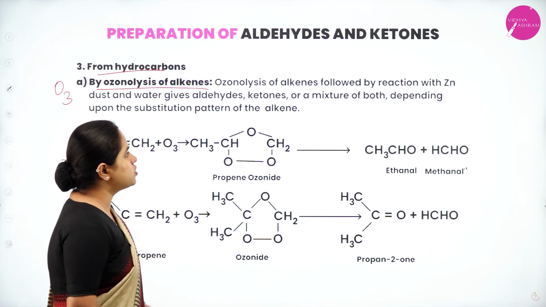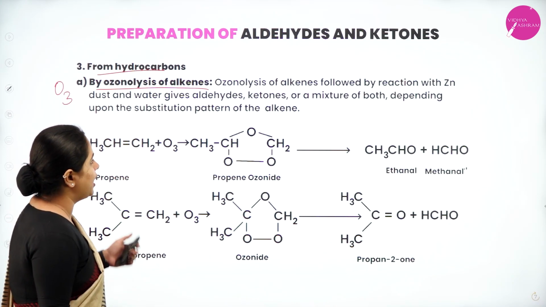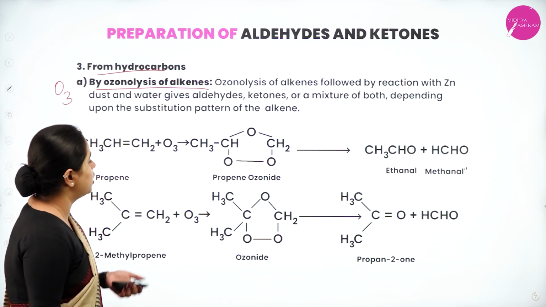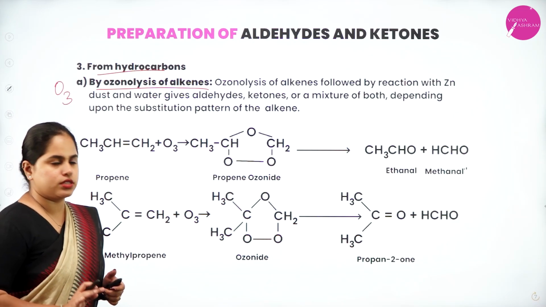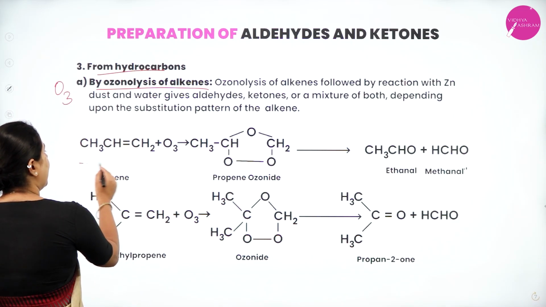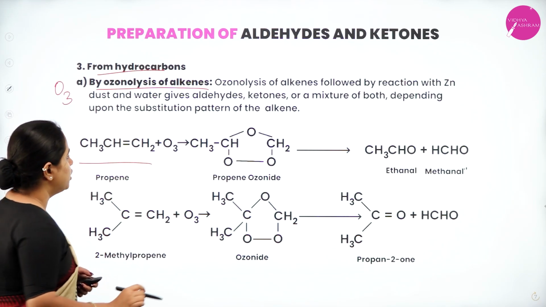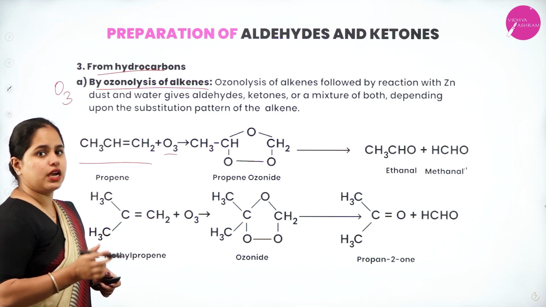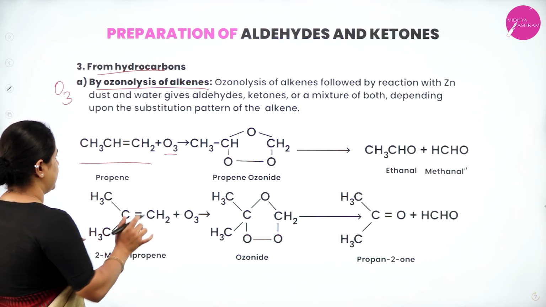Okay, so ozonolysis of alkenes followed by a reaction with zinc dust and water gives aldehydes, ketones, or a mixture of both depending upon the substitution pattern of the alkene. So let us understand how this is happening. So we have taken an alkene here, CH3, CH double bond, CH2, which is propene, to which we are going to do ozonolysis, addition of O3.